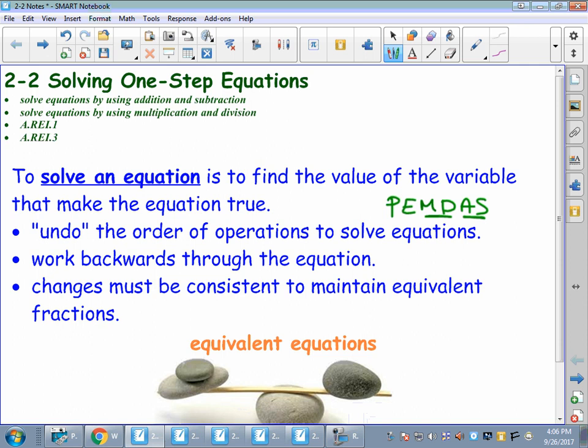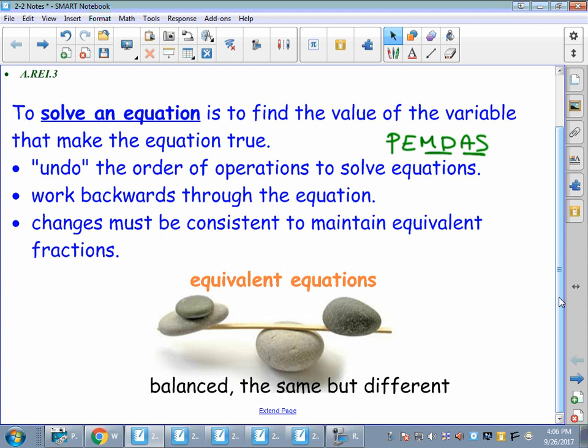Changes must be consistent, and to maintain equivalent equations. That says fractions. That's actually equations. Must have been just an oops when I was thinking. So change fractions to equations. Sorry about that. So if you look at this little example here, an equivalent equation is where they're balanced.